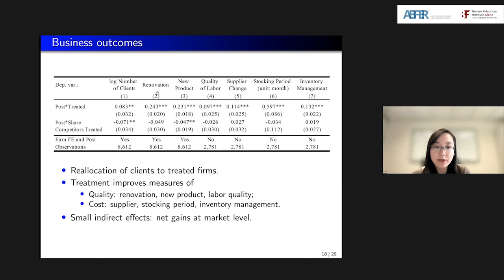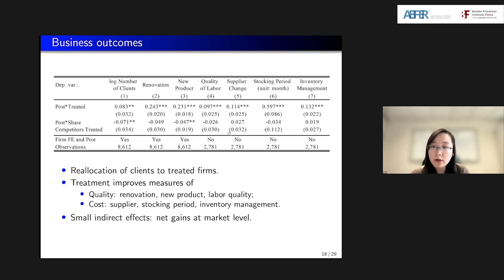Then in columns 2 to 4, we look at the impact on some quality measures, and we see that treated firms are more likely to renovate their stores. They're also more likely to introduce new products to improve product diversification. And also the quality of labor improved. This is proxied by the share of their employees that have at least a high school level of education. Then in the next 3 columns, we look at some cost measures.